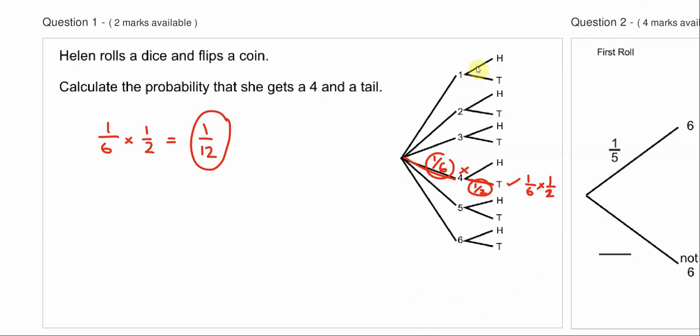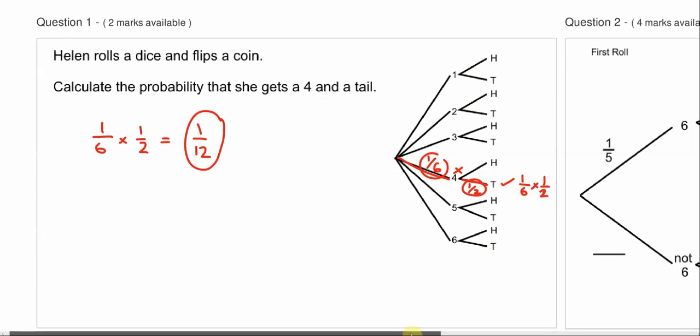So again, I didn't fill out the whole tree diagram. I first acknowledged what path I wanted, and it makes it a lot easier work for you.